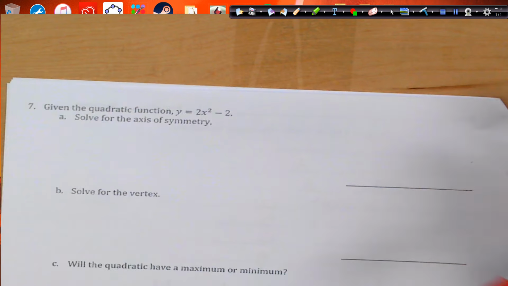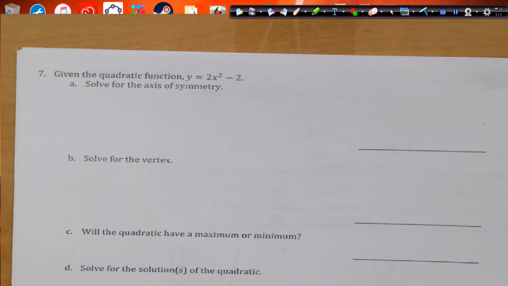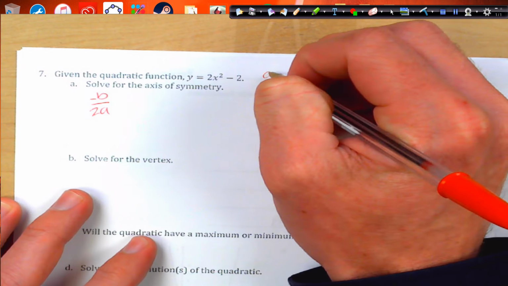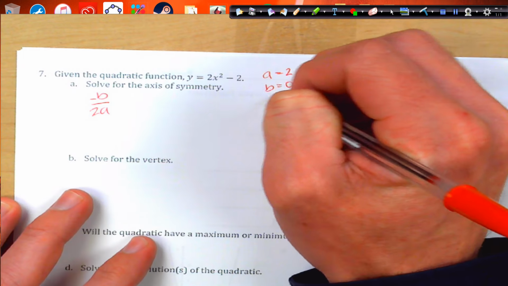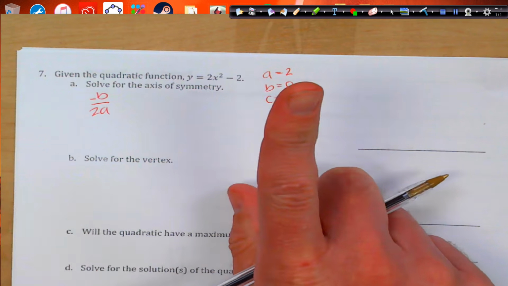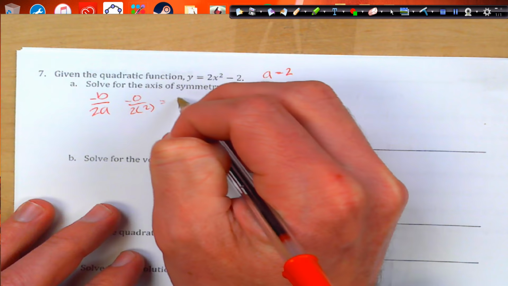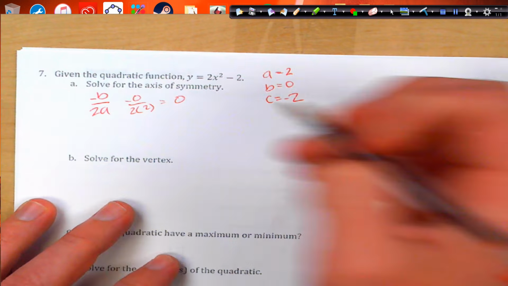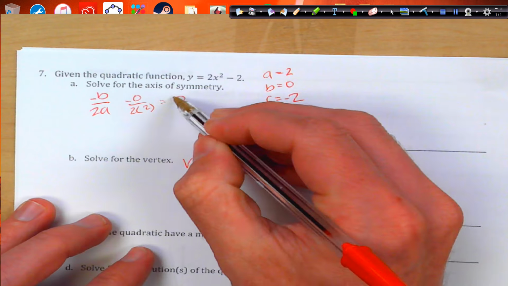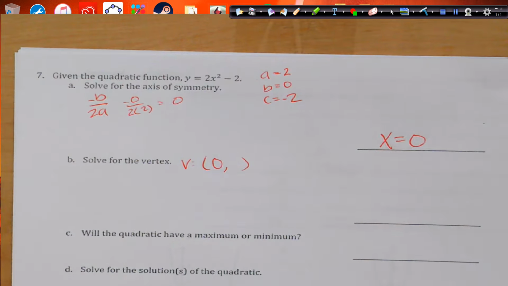Okay. Given the quadratic function, find the axis of symmetry. To find this, we're going to do negative b over 2a. And we have our a value of 2, b value of 0, and c value of -2. The b value should be in front of the x term. There is no x term, so it's 0. So we get 0 over 2 times 2, which is just 0. That's part of our vertex, which is 0, comma something, but this is the x value, so it means x equals 0, also known as the y-axis.